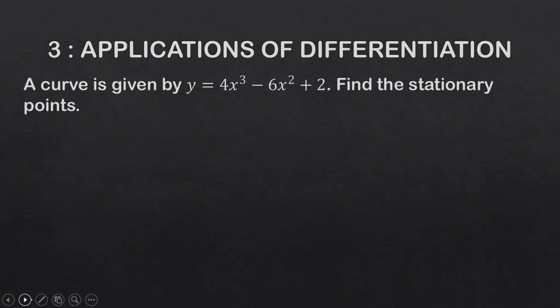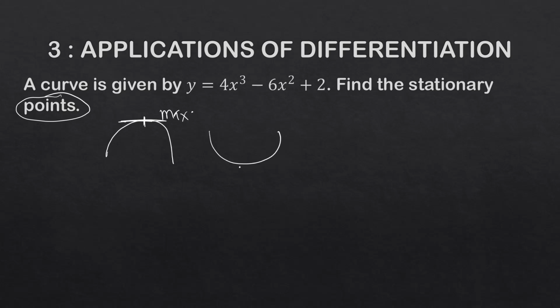Moving to the next question. The next question says, a curve is given by this function y equal to 4x cubed minus 6x squared plus 2. Find the stationary points. Remember, stationary points, not stationary points. Now, when we talk about a stationary point, it is the point where a curve is momentarily at a stop. It may be at the maximum, this is the maximum, or it could be at the minimum here, which is called the minimum point.